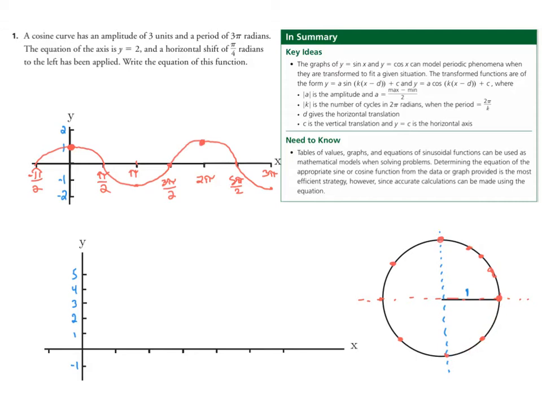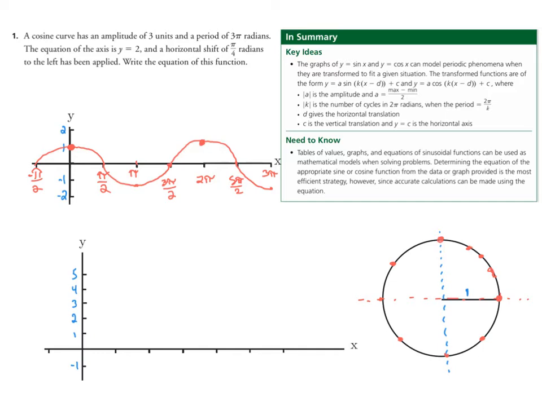All right, now let's talk about our new curve up here. It has an amplitude of 3. So instead of just going up 1 and down 1, it's going to go up 3 and down 3. So from the top to the bottom, it's going to be 6. Amplitude means from the middle to the top, or from the middle to the bottom if you prefer. The equation of the axis is y equals 2. So we're not starting at the middle here. The middle is at 2.